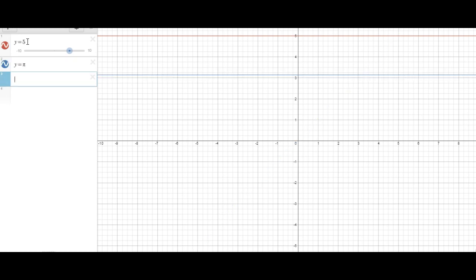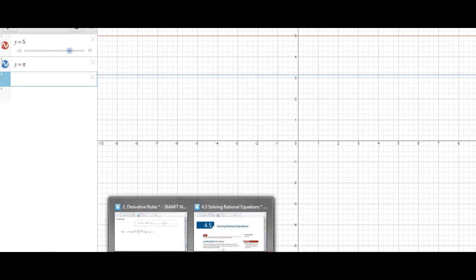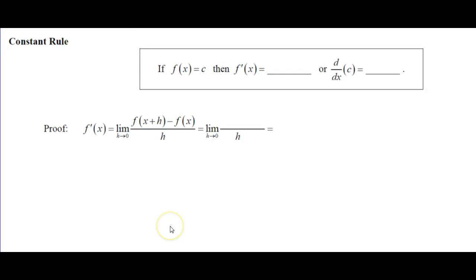0, right? So a constant, y equals c, has a slope of 0, right? So what's f prime of x? 0. Or in the differential notation, d by dx of c is equal to 0, right? Again, it's just alternate notation, right?